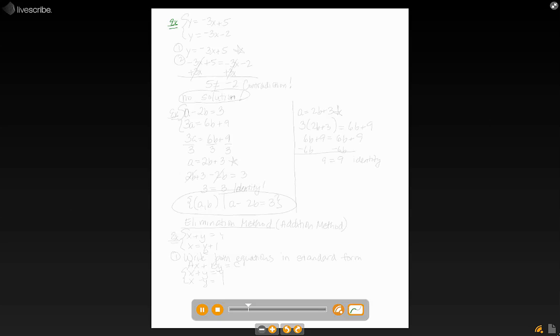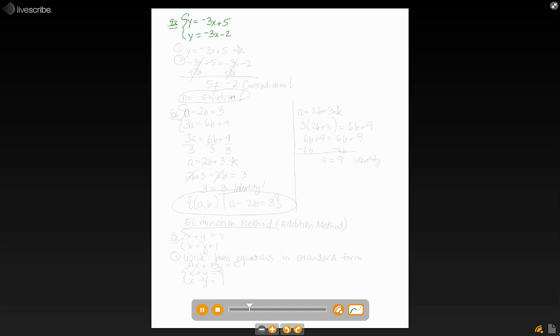Let's try this. y equals negative 3x plus 5. And y equals negative 3x minus 2. There's my system. I almost want to say, no, this is not the same one as we did before. Oh yeah, it is. Can it be true? Good question.